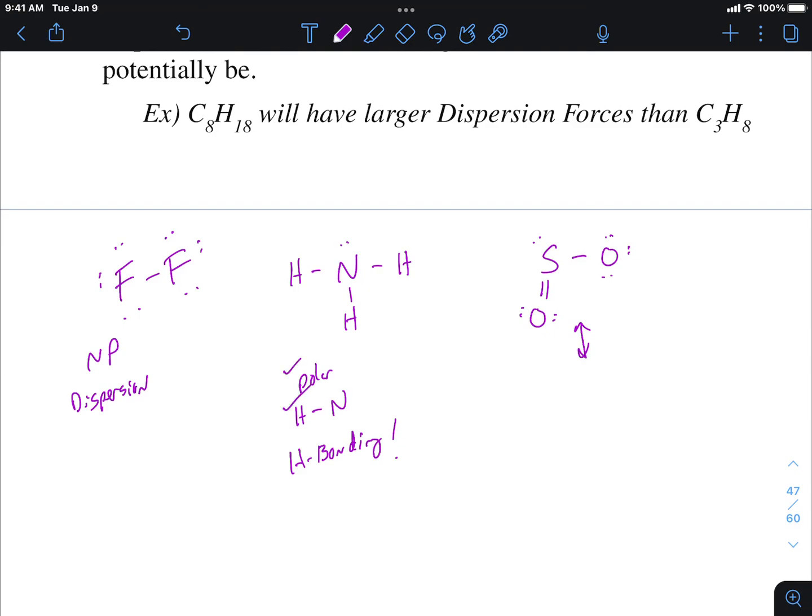SO2. It is polar. Does it have hydrogen bonded to nitrogen, oxygen, or fluorine? It has oxygen, but there's no hydrogen, so it doesn't matter. So this is just dipole-dipole.